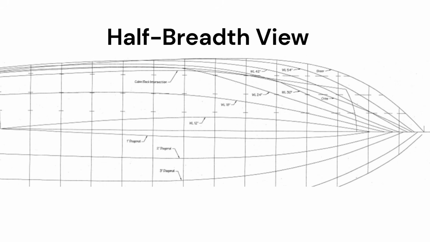Half-breadth view, or half-width. This is a plan with horizontal longitudinal sections. The half-breadth view is like the profile view, but in an opposite plane. In this drawing, you can see the shaped water lines and diagonals and other shapes of the boat.